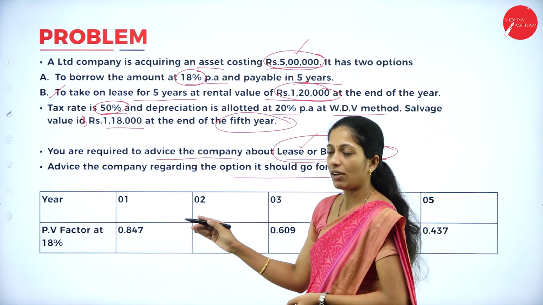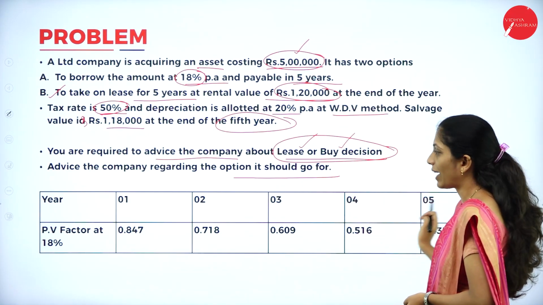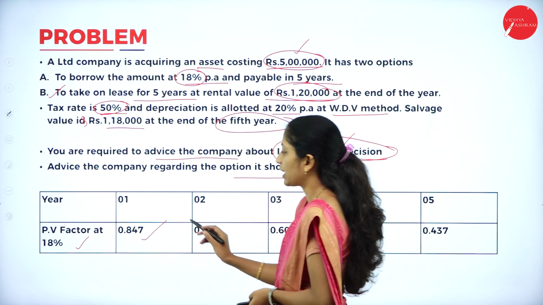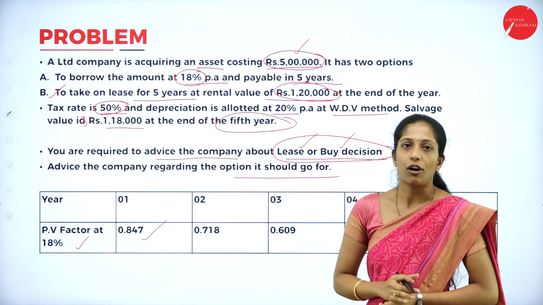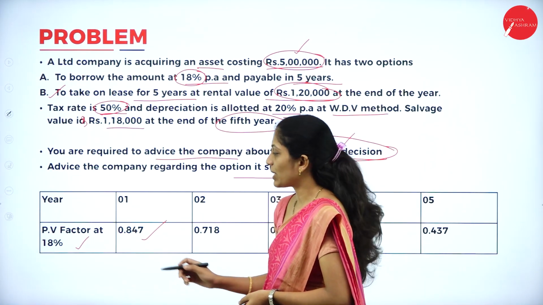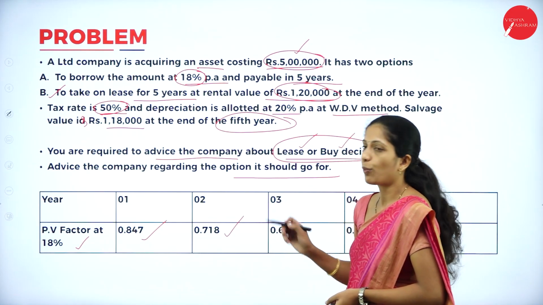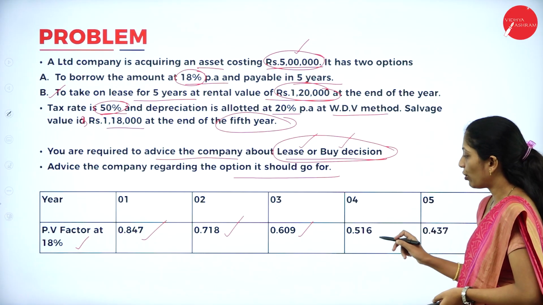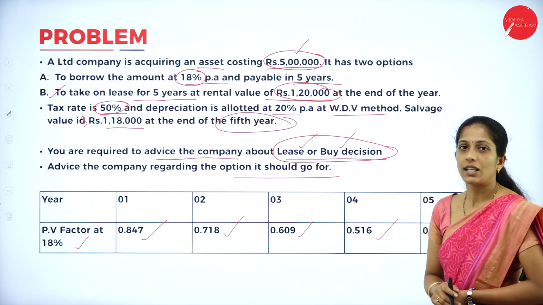Now here they have given few more information, that is they have given year 1, 2, 3, 4, 5 and they have given PV factor at 18%. So this PV factor will be used to calculate the total cost of the asset both in buying option as well as leasing option. So in the first year, the PV factor at 18% is 0.847. In the second year, it is 0.718. And the third is 0.609, and the fourth year it is 0.516, and the fifth year is 0.437.